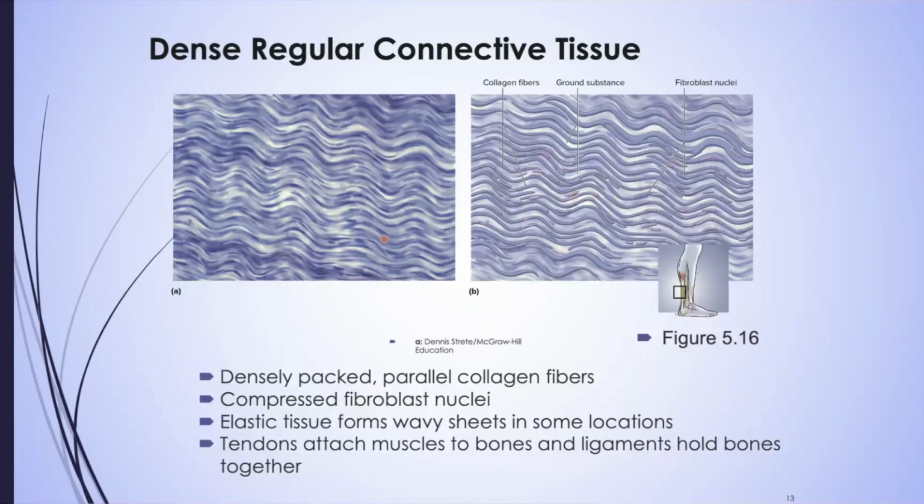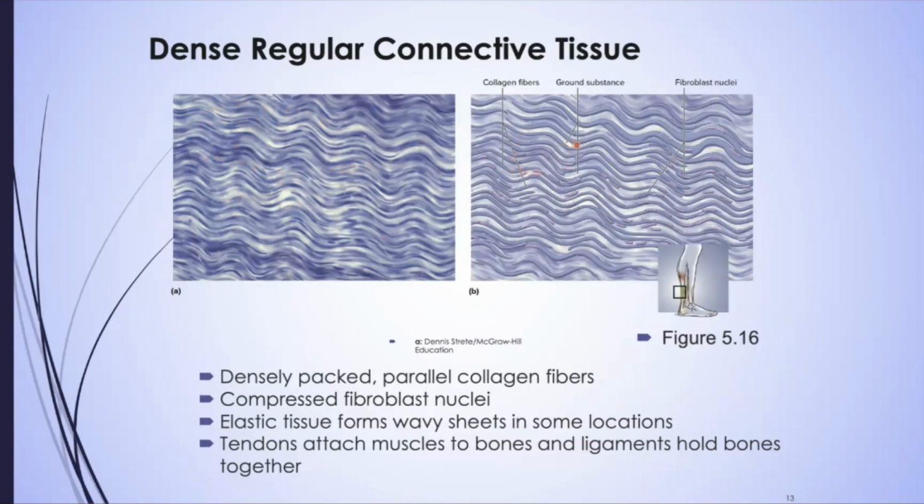So this is perfect. Dense regular connective tissue. This is obviously dense. It is fibers on top of fibers on top of fibers. They're just layered and so forth. They are collagenous fibers, so they're collagen fibers.